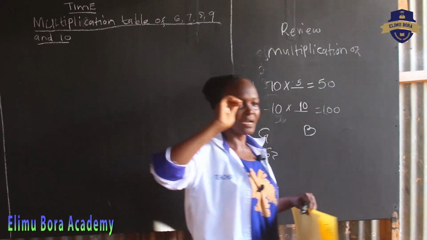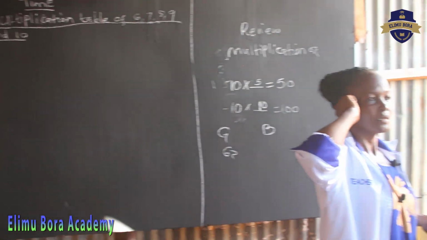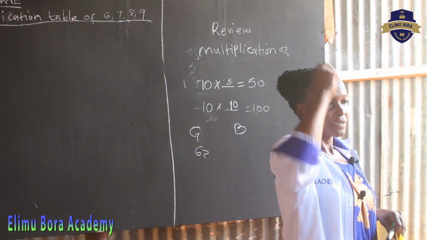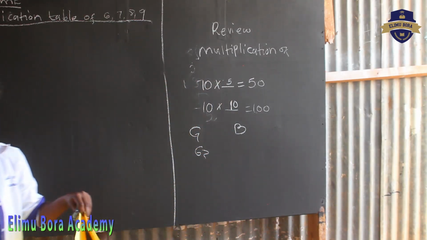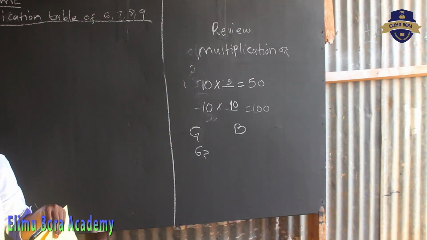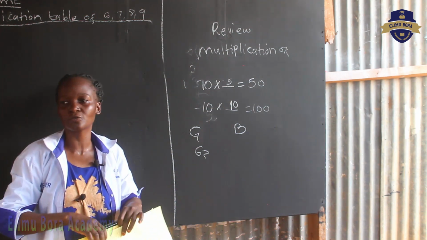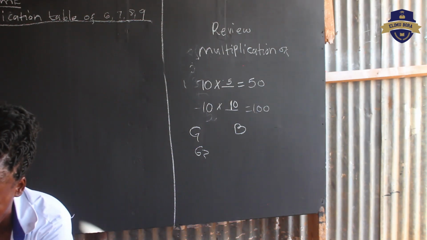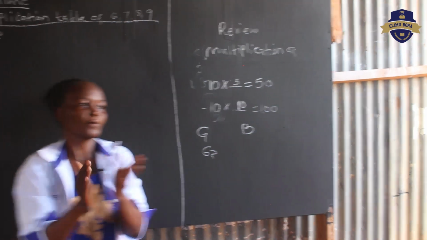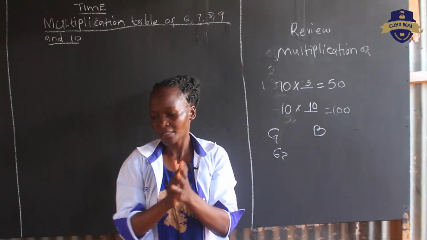Very good. Girls, 1 times 3. Very good. Boys, 7 times 2. 14. Very good. 7 times 2, 14. Now clap for yourself. Clap for yourself. Weka manyunyu. Thank you very much.